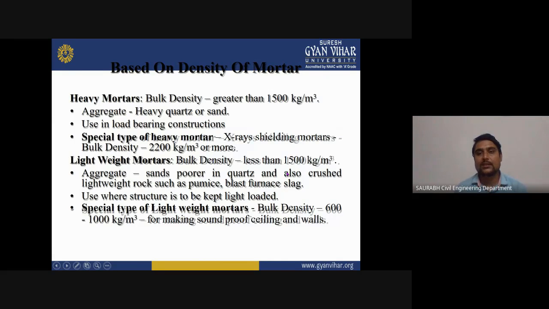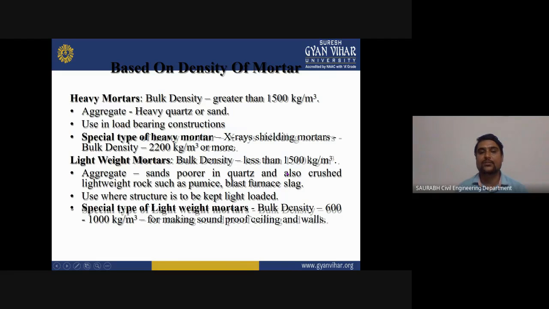Now we will see the classification and categorization of mortar based on density of mortar. The first one is heavy mortar, and the second one is lightweight mortar, meaning heavy mortar and lightweight mortar.